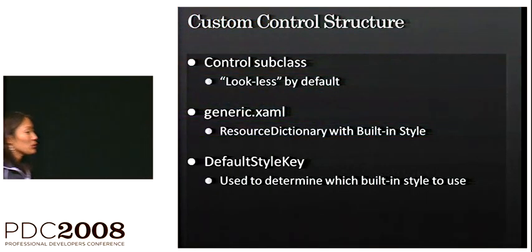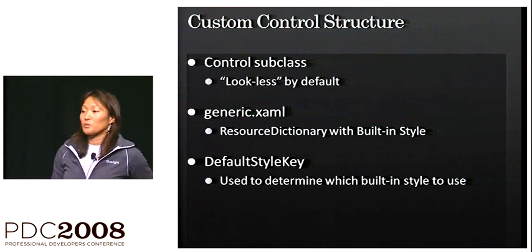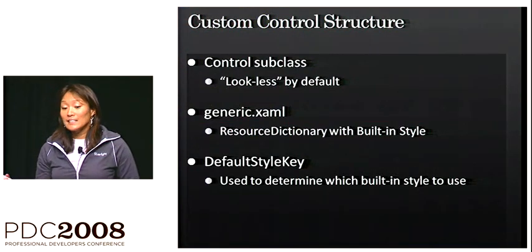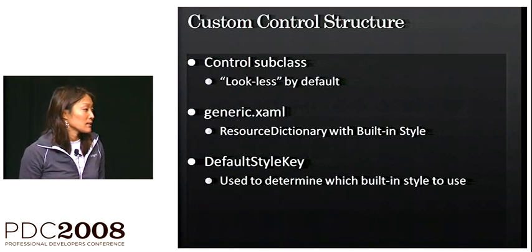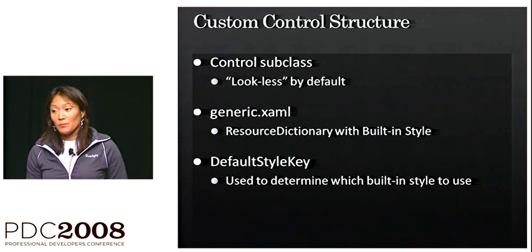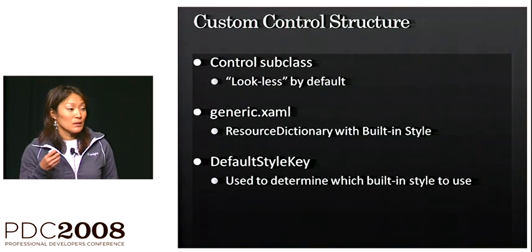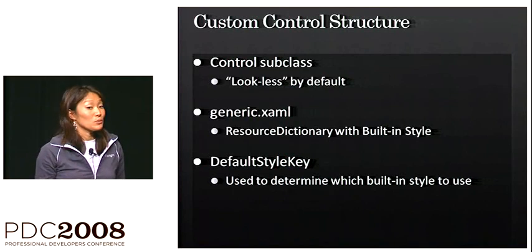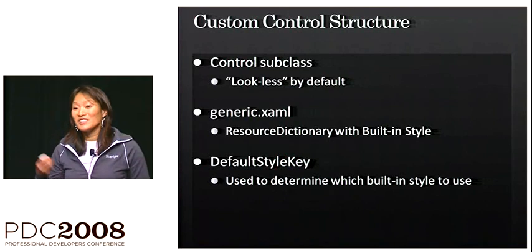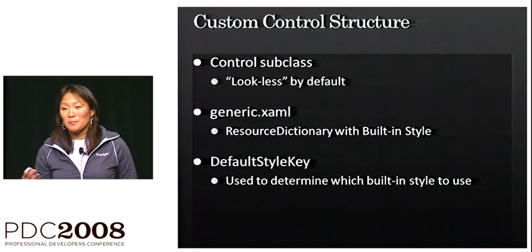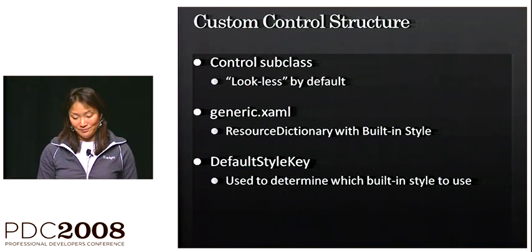So that very briefly was how you build up a custom control from scratch. You derive from control, and by default, that control is lookless, which means you need to provide a built-in look for it within generic.xaml, where generic.xaml is a resource dictionary that's built into the assembly where the control was defined. And finally, you need to remember to set the default style key, because that's how we're going to look up the built-in style.